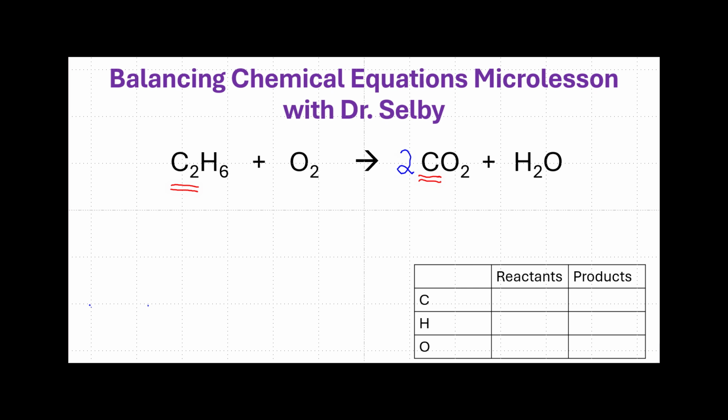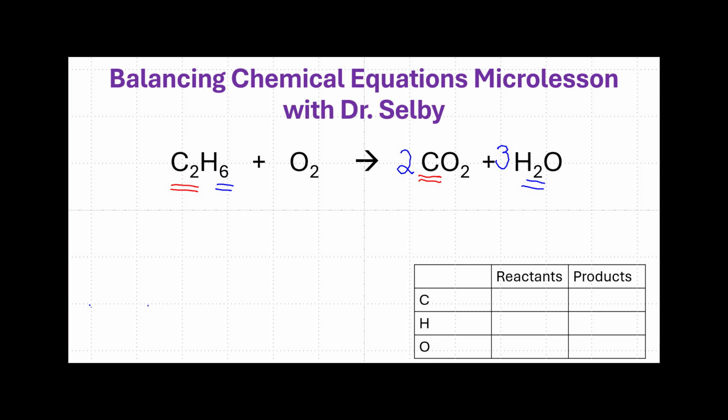Now, in combustion reactions, I do carbon first and hydrogen second. So then I'm going to try hydrogen. And here I have 6 hydrogens. And here I have 2 hydrogens. So if I multiply this by 3, then I will have 6 hydrogens. Then I always do oxygen last.